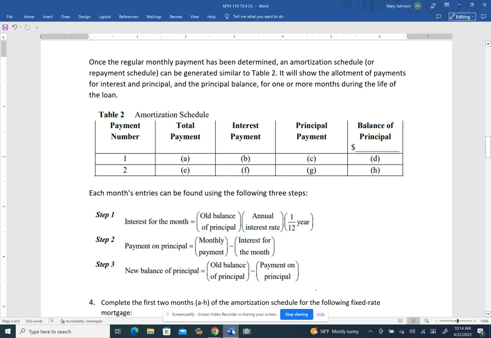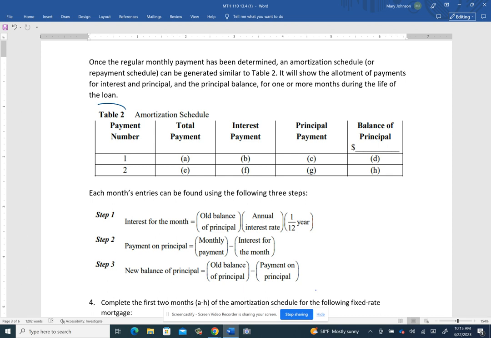All right, let's continue with 13.4 and take a look at something called an amortization schedule. This is a repayment schedule that can be generated that will show, for the entire life of your mortgage, the entire life of the loan, all the payments you make and what portion of the payment is paying off the principal and what portion of the payment is going towards interest.